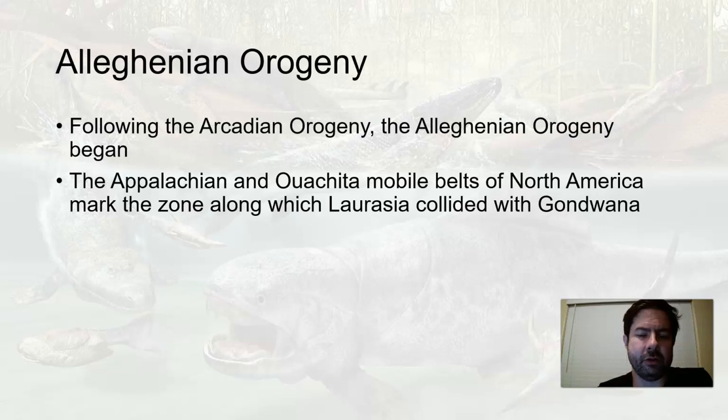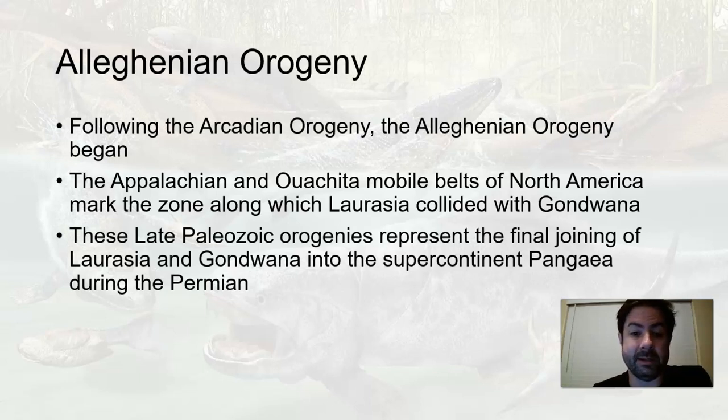The Appalachian and Ouachita mobile belts, kind of down in Texas, are somewhat connected, and during this time the Ouachitan orogeny and the Alleghenian orogeny work together. And you'll see a map of it here in just a second. But anyway, the Appalachian and Ouachita mobile belts of North America really come into prominence and mark the zone where Laurasia, which is now Laurentia and parts of Europe and Asia, collides with Gondwana, and that's really the beginning of the supercontinent Pangaea. And more on that here in a little bit.